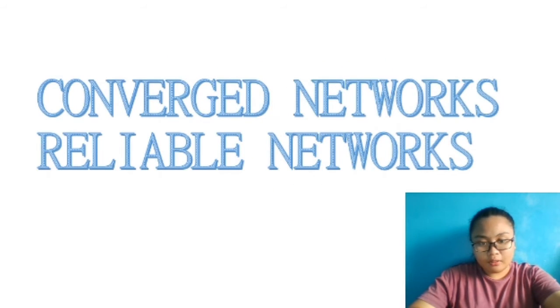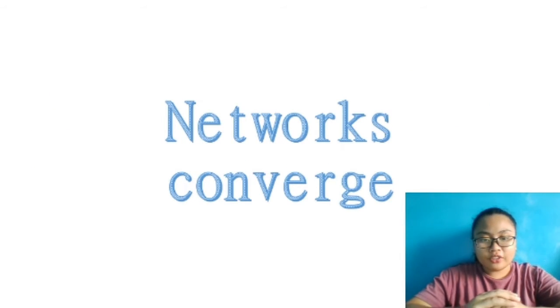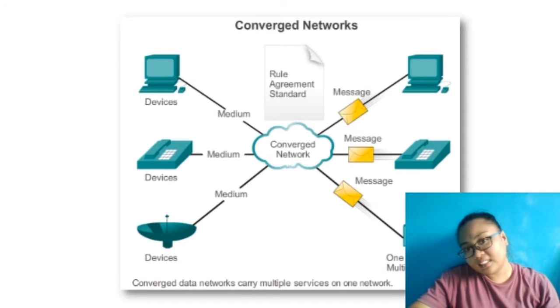Converged network, reliable networks. Network convergence is the efficient coexistence of telephone, video, and data communication within a single network. The use of multiple communication modes on a single network offers convenience and flexibility that are not possible with separate infrastructure. Today, network convergence is more commonly referred to as unified communications. This is the example of converged network.